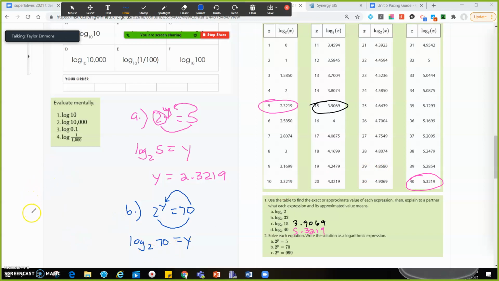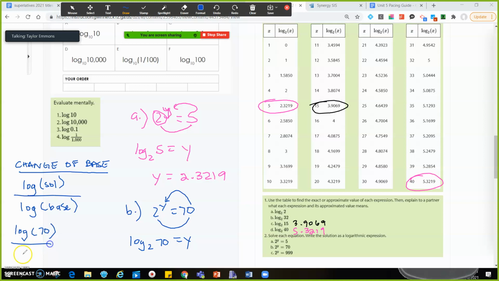So change of base. And I would write this down on my paper. What's going to happen is you're going to, in your calculator, type log of your solution divided by the log of your base. So for our problem, we're going to take log of 70 and divide it by log of 2. And that's going to give us our Y.